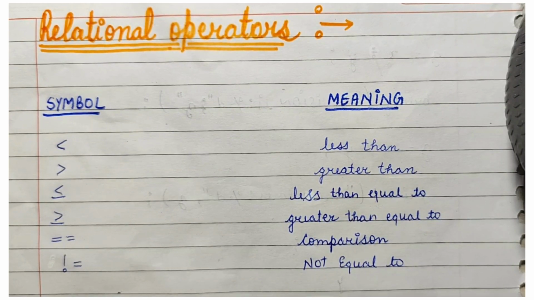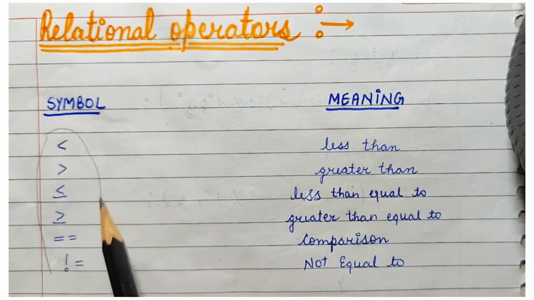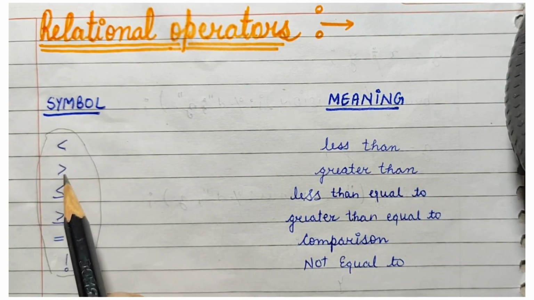In today's session, I discuss the relational operators available in C and C++ languages. In the previous session, we covered all arithmetic operators. Now we cover all relational operators and decision control instruction. Basically, we have 6 relational operators: less than, greater than, less than equal to, greater than equal to, double equal to, not equal to.